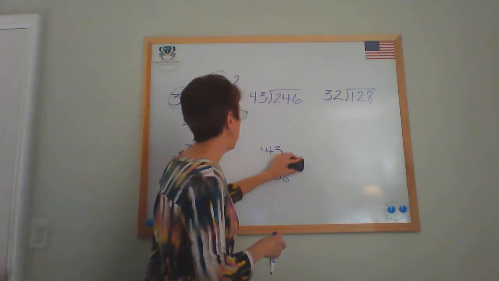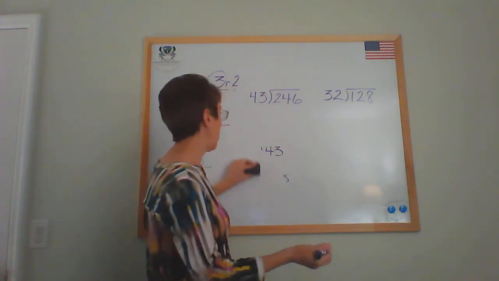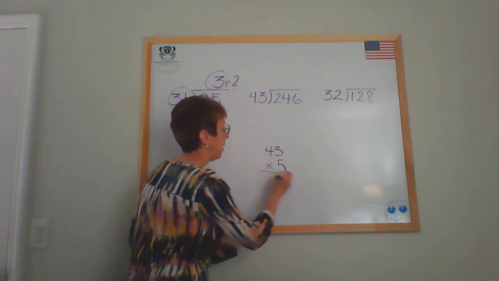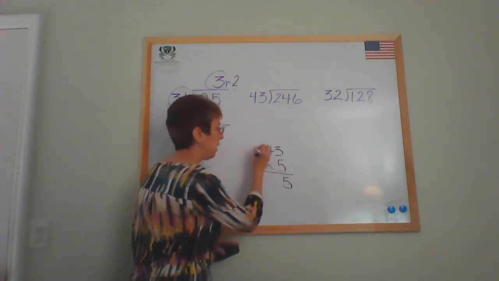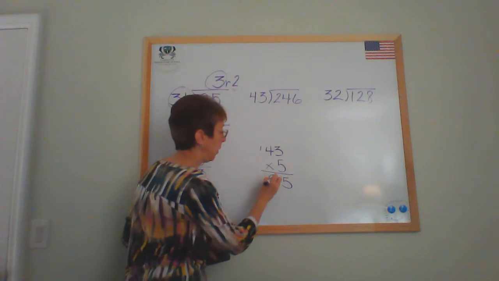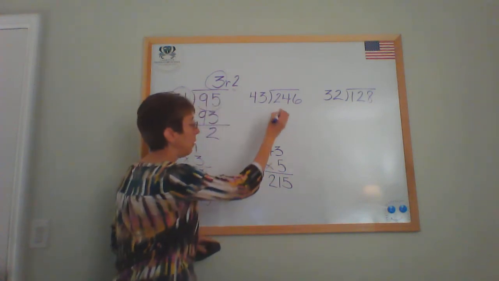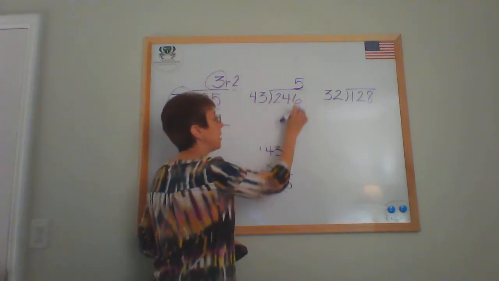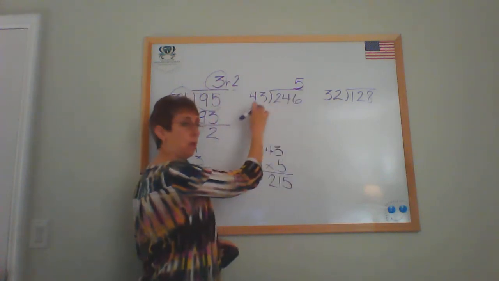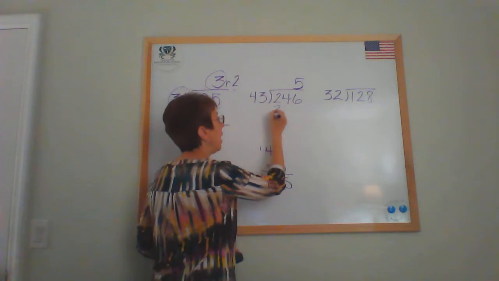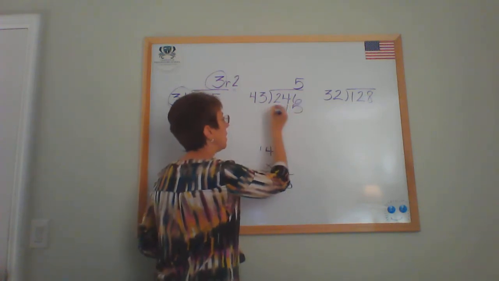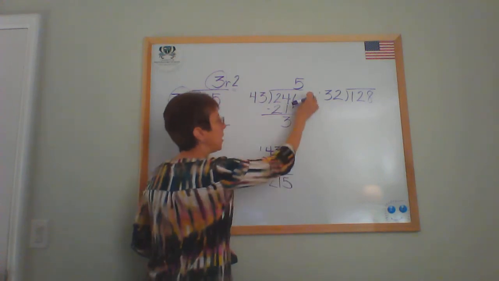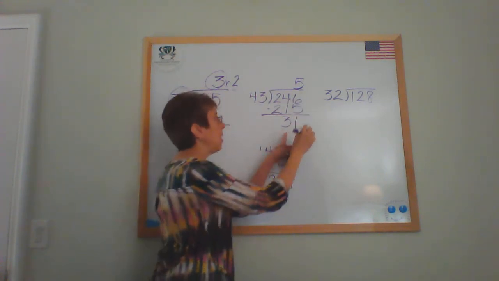So now because I know the 6 doesn't work, I'm going to try the 5 instead. 5 times 3 equals 15. 5 times 4 is 20, plus 1 is 21. So that will work here. So I put my 5 here over the ones place because I am saying 246 divided by 43. I know that that equals 215. And so I subtract, and I don't have any other digits to bring down.